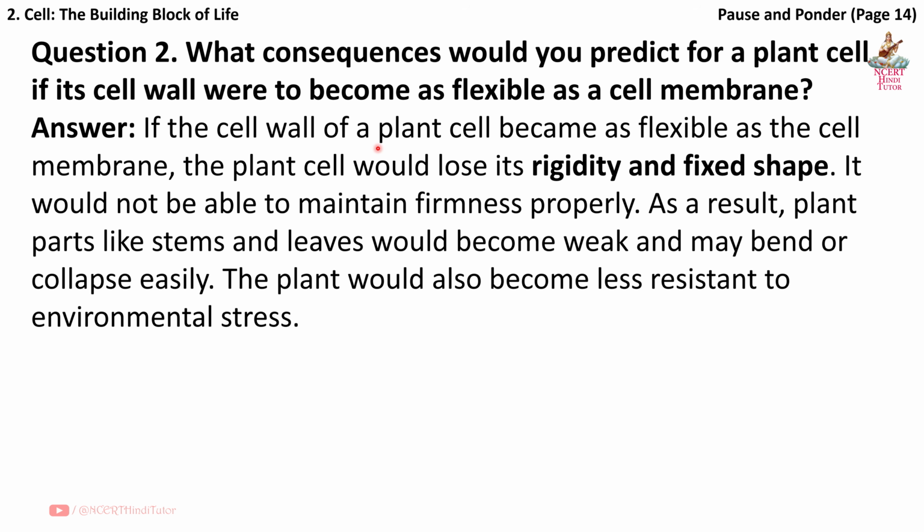If the cell wall of a plant cell became as flexible as the cell membrane, the plant cell would lose its rigidity and fixed shape. It would not be able to maintain firmness properly. As a result, plant parts like stems and leaves would become weak and may bend or collapse easily. The plant would also become less resistant to environmental stress.